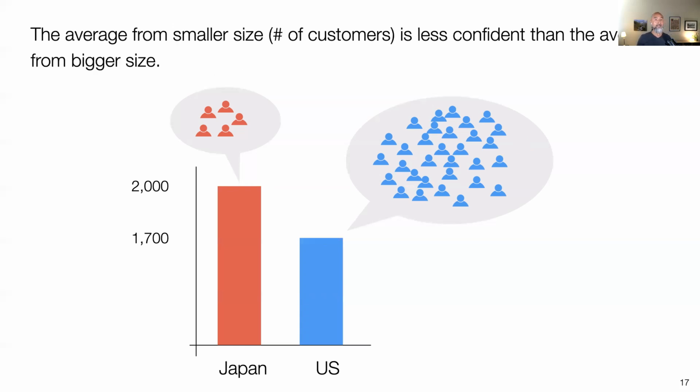So what does that tell us? When you have the smaller size, and in this case, when I say size, I mean the data size, the number of customers, then the average number coming out from such a small size of data is not so reliable. I'm not sure how much confidence we can have in that average number compared to the average number coming out from the bigger size of the data. Okay.